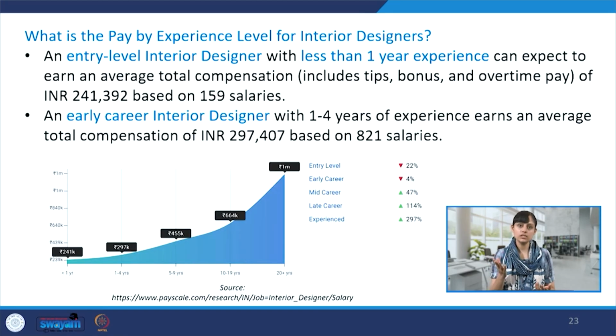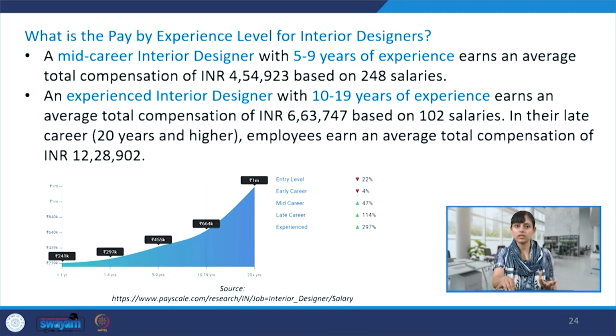So we also see, as per the experience level of the designer, whether it is entry level, less than 1 year of experience, or an early career designer, 1 to 4 years of experience. And then based on that experience and exposure, of course, there will be a difference in the level of salaries which are paid to these designers. And that's how the market operates and decides the salaries.